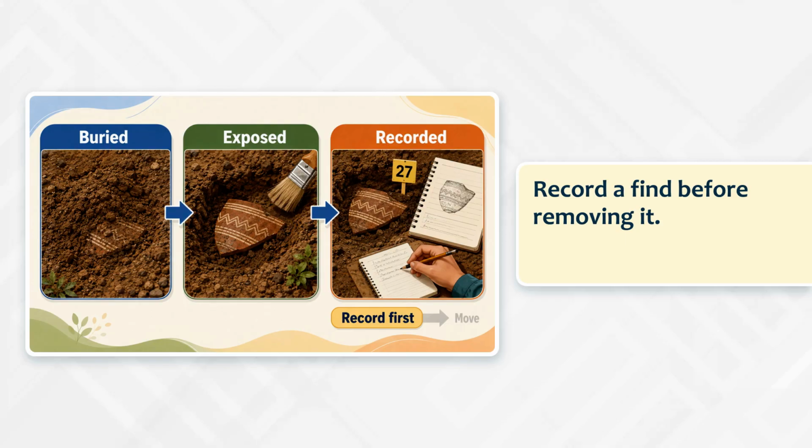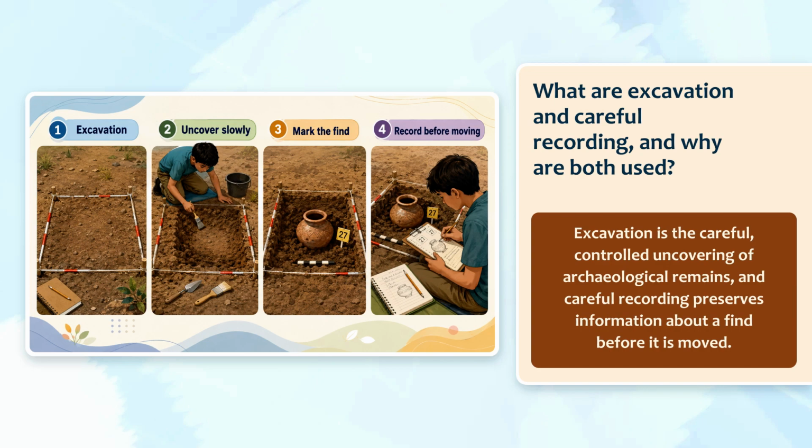Record a find before removing it. The record keeps information that may disappear after movement. Use the order of the 4 stages. What are excavation and careful recording, and why are both used? The sequence shows 2 connected jobs.